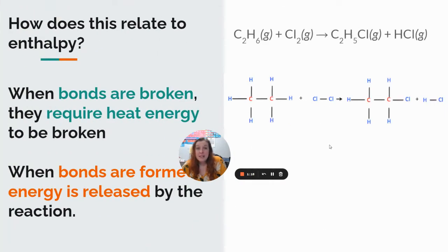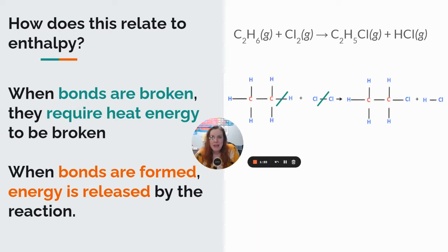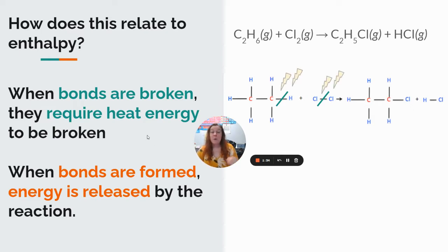So when we're looking at the same exact equation, when we're talking about enthalpy anyway, it does take energy to break bonds. And I like to think of this as actually breaking or snapping a stick. If you snap a stick, it takes energy to break that stick. In the opposite fashion, when bonds are formed, energy is released. And I like to show that with these little lightning bolts heading out of the system or exiting the system.